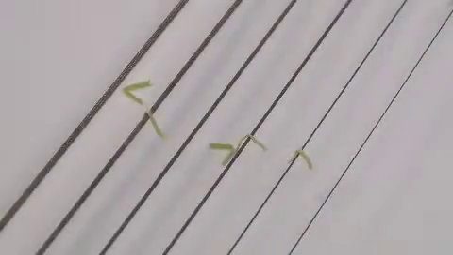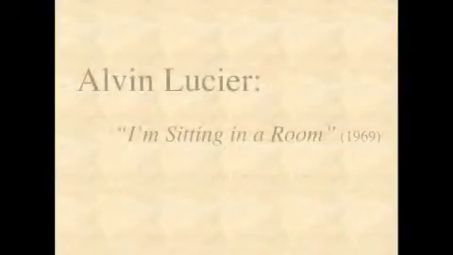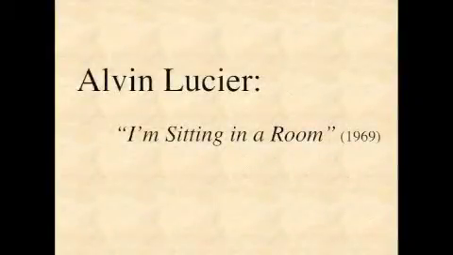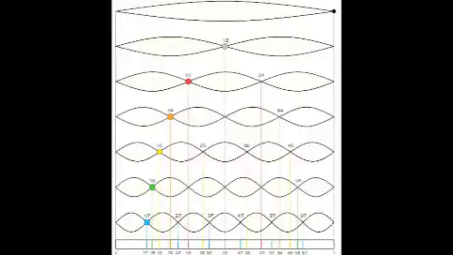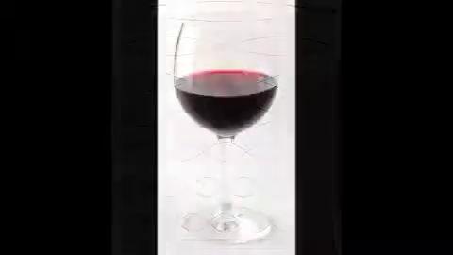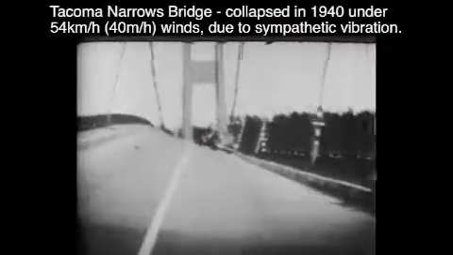A good example of a piece built on the concept of non-musical resonance is Alvin Lucier's I'm Sitting in a Room. Sympathetic vibration doesn't just happen in musical terms. It happens everywhere, from singing wine glasses to a roiling suspension bridge.